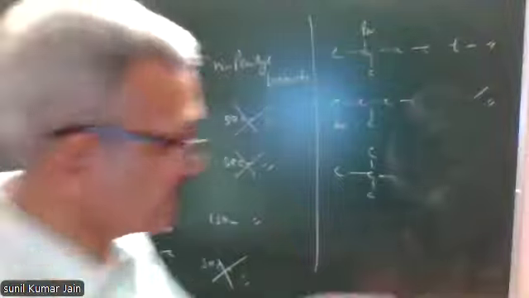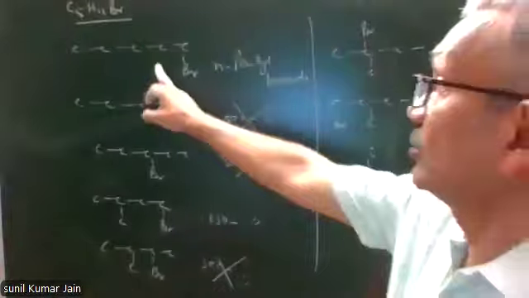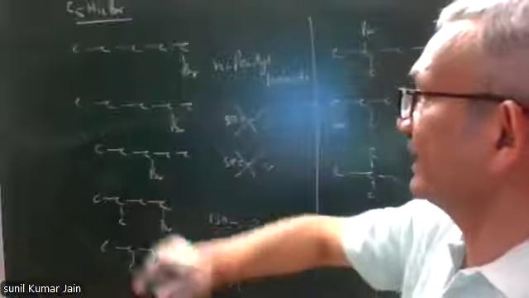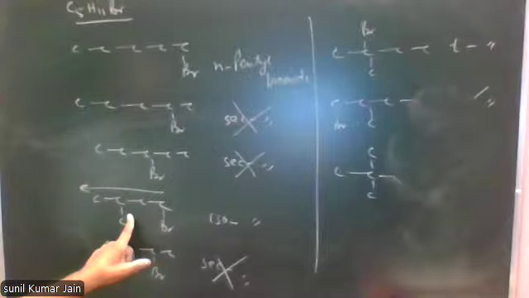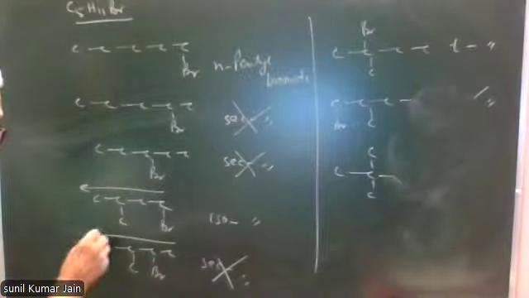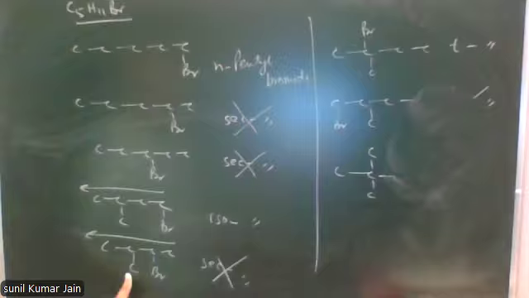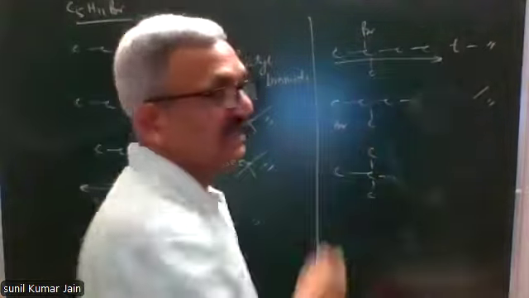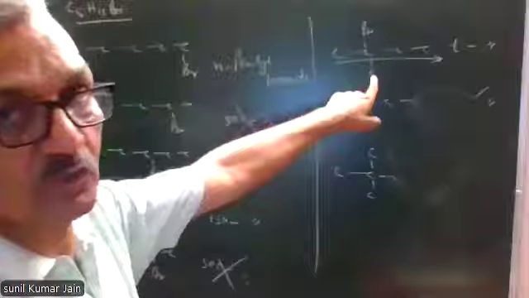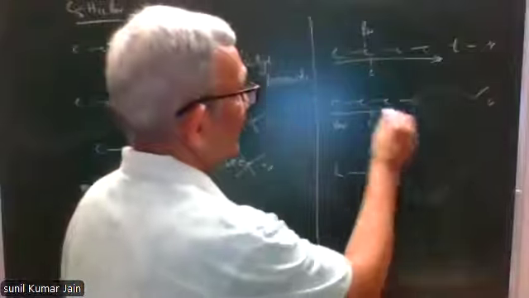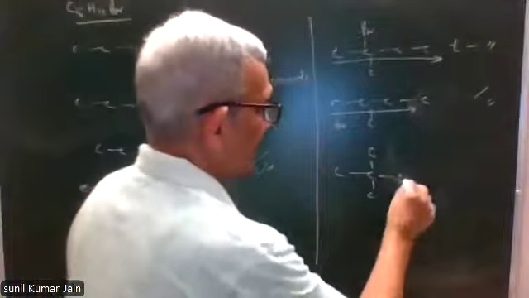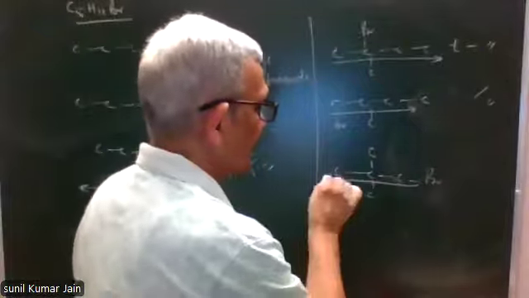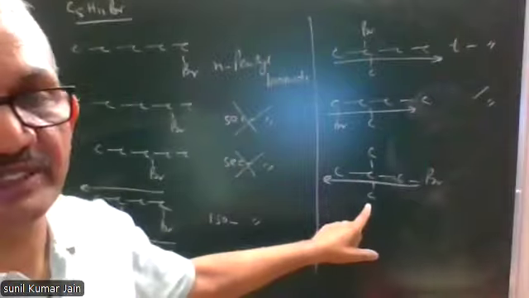IUPAC will be easy. IUPAC you can do. Let me tell you. 1-bromopentane, 2-bromopentane, 3-bromopentane. This one will be 1-bromo-3-methylbutane, 2-bromo-3-methylbutane. Now the direction changes. 2-bromo-2-methylbutane, 1-bromo-2-methylbutane, and this one 1-bromo-2,2-dimethylpropane.